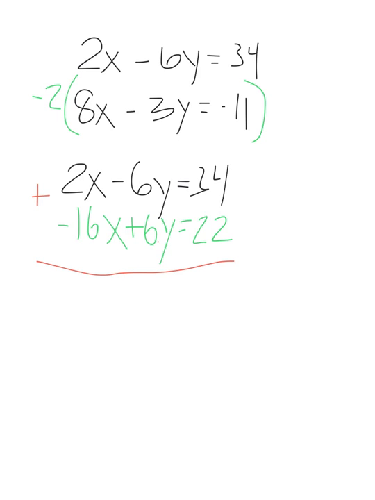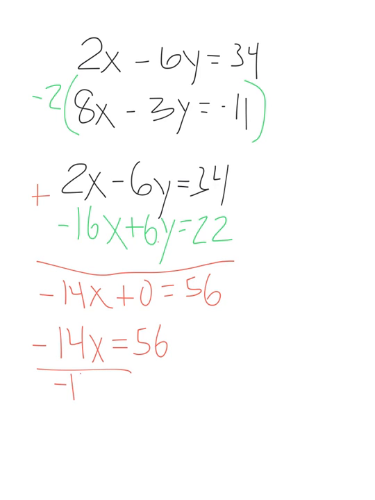2 plus negative 16x is negative 14x. Negative 6y plus 6y is 0. 34 plus 22 is 56. So it tends to be a little easier when we can add versus subtract. So if you multiply by that negative 2, you can add your equations together, and it may save you some time with those negative and positive operations.